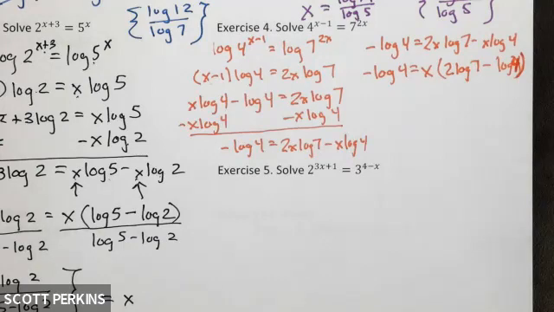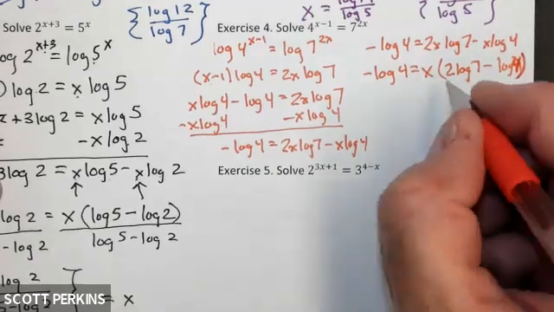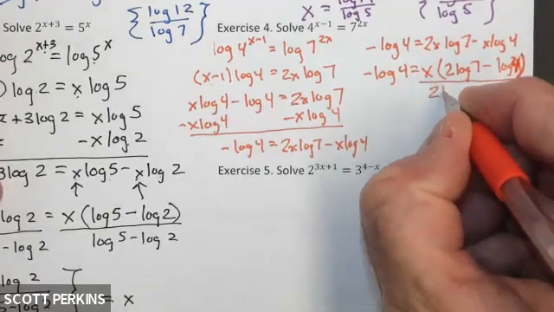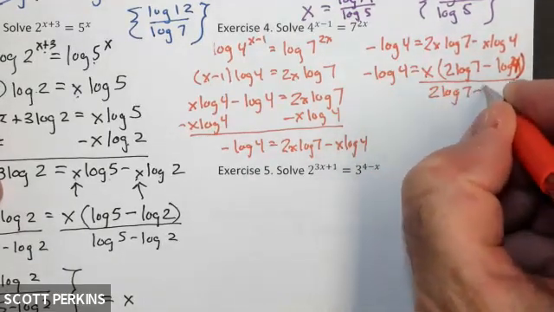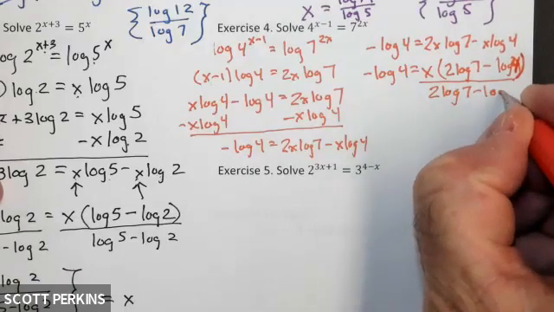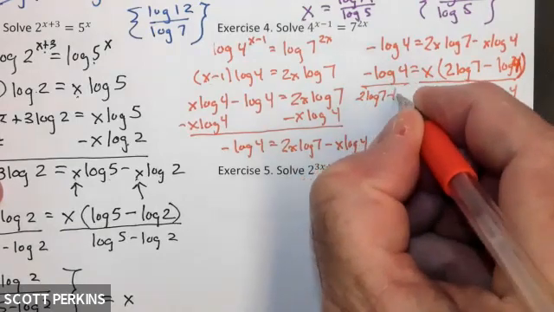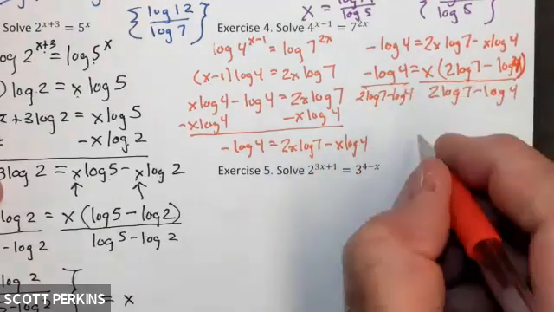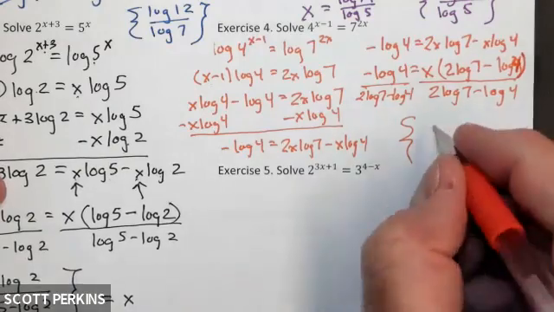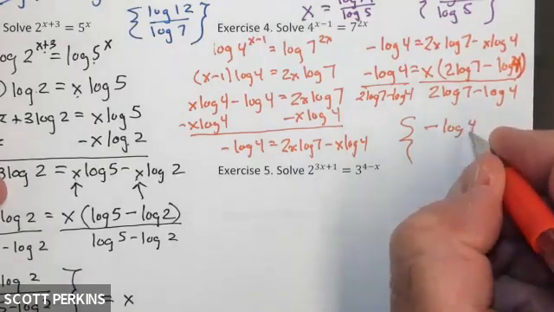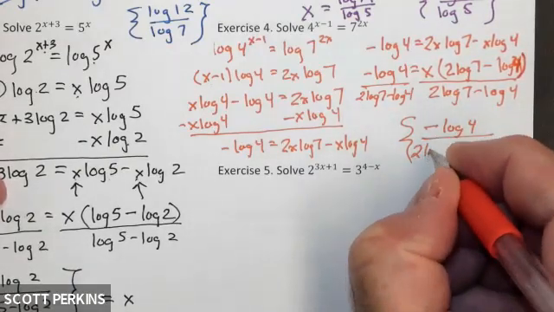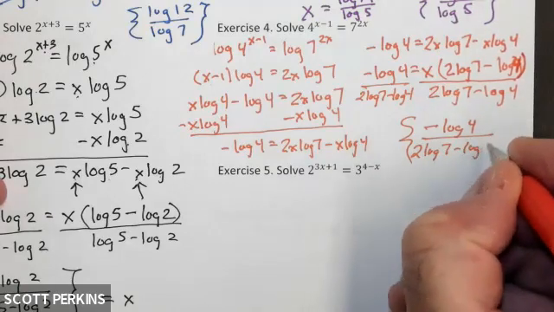And then last but not least, I'm going to then divide. And so here is my solution set. My solution set is what I get when I divide both sides by 2 log 7 minus log 4. And I'm just going to write it in some squigglies right here. I have negative log of 4 over 2 log 7 minus log 4.